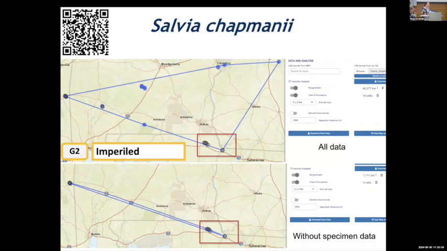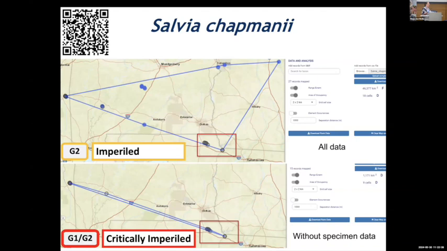And we really lose a lot of our range extent and our area of occupancy and number of occurrences if we exclude natural heritage or herbarium specimens. So we have an incomplete picture of our distribution and abundance without herbarium specimens, and it makes it look like it's a higher extinction risk, as a G1, G2, without herbarium specimens.